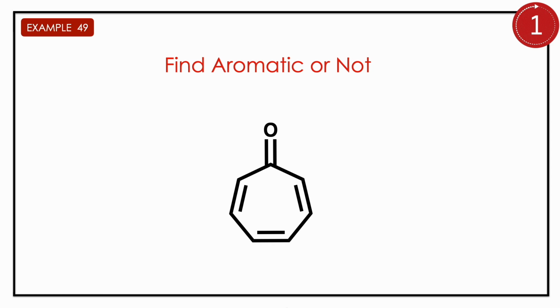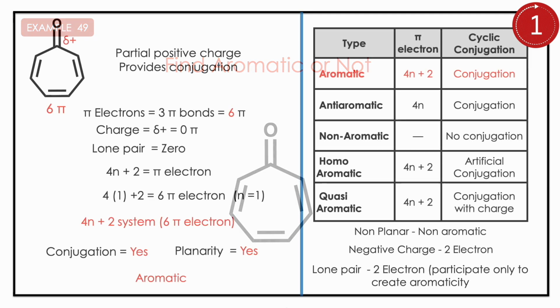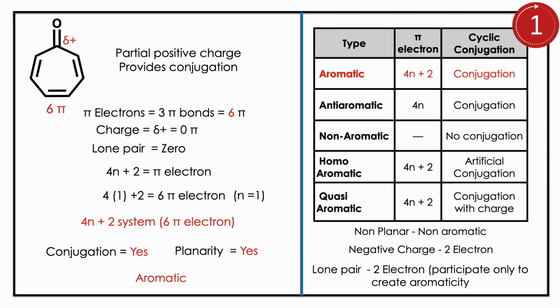Then the next example, you have cycloheptatriene which is in the ketone form. We should find whether the compound is aromatic or not. Here the carbonyl is there. Carbonyl has an electronegative oxygen. So a partial positive charge is developed at the carbon. So the systems are conjugated. Further conjugation is promoted by the partial positive charge.